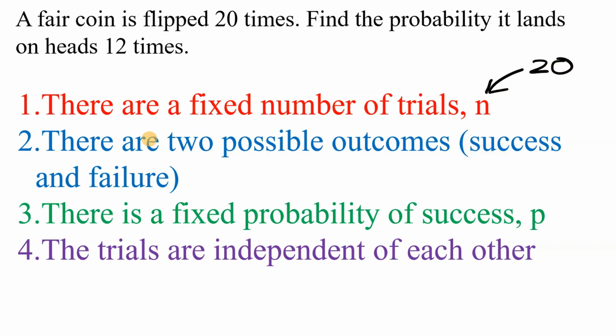The second criteria is there are two possible outcomes, success and failure. In this case, success is when it lands on heads and failure is when it doesn't land on heads, so it lands on tails. The third criteria is there is a fixed probability of success. It's a fair coin, so when you flip it, the probability of it landing on heads is 0.5, and this isn't going to change. And the final criteria is the trials are independent of each other. If we flip the coin and then we flip it again, whatever it landed on the previous time is not going to affect the probability it lands on heads the next time. So the trials are independent of each other.